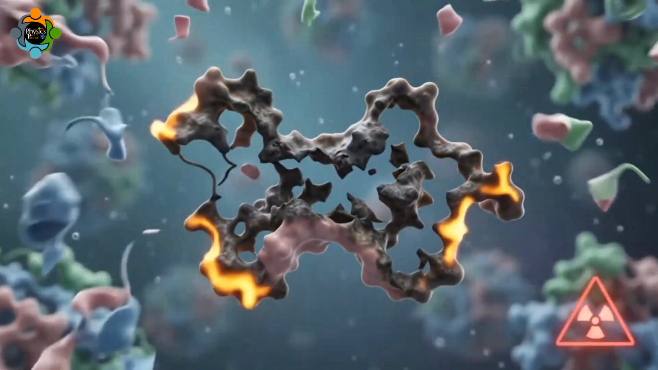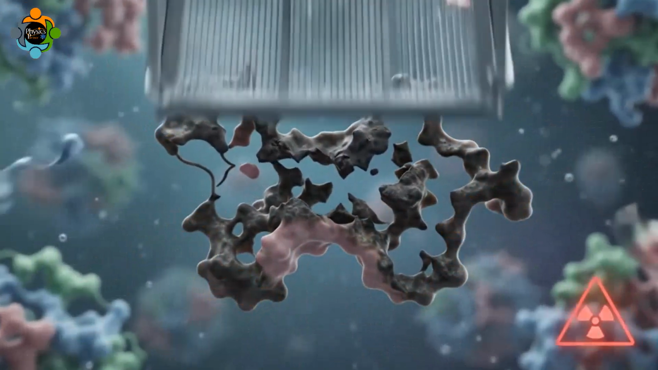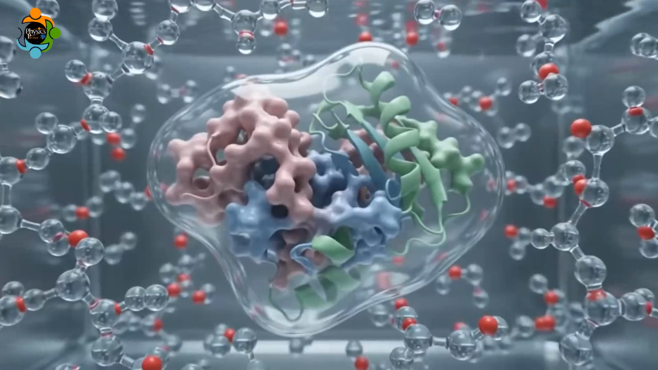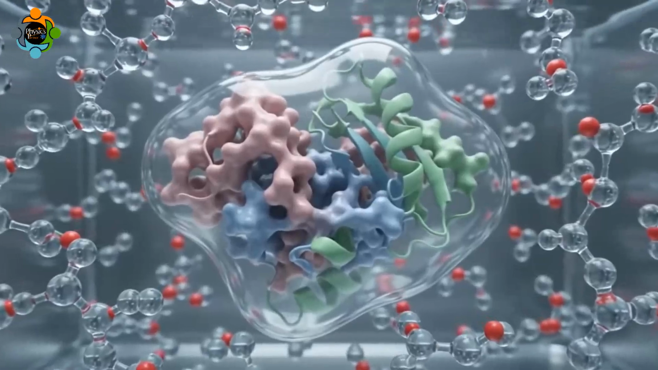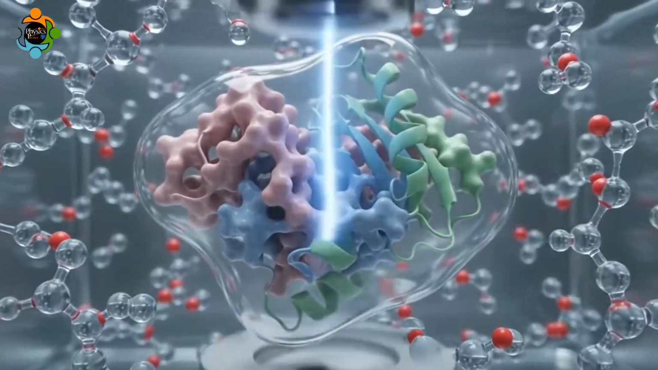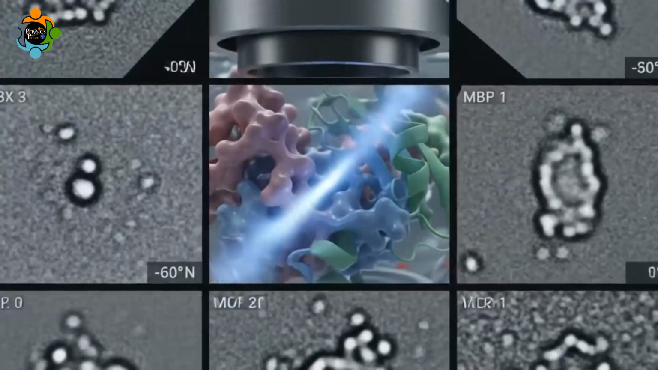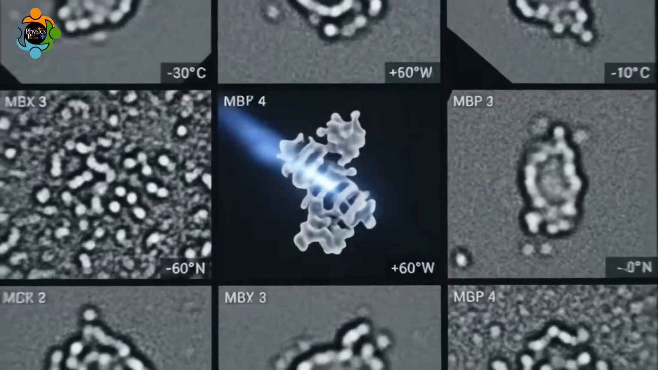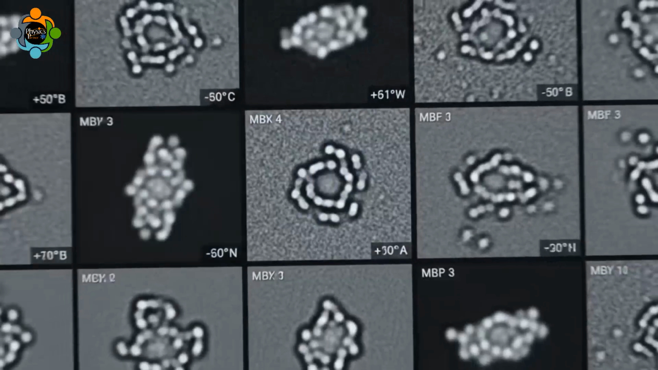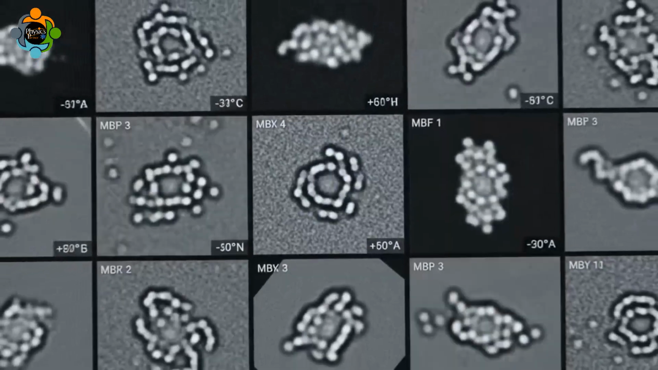The solution is brilliantly simple. Freeze the sample incredibly fast, so fast that water molecules don't form ice crystals. This preserves the molecule in its natural shape. Then a beam of electrons is fired at the frozen sample. By taking thousands of 2D images from different angles, powerful computers reconstruct a 3D model with near atomic resolution.